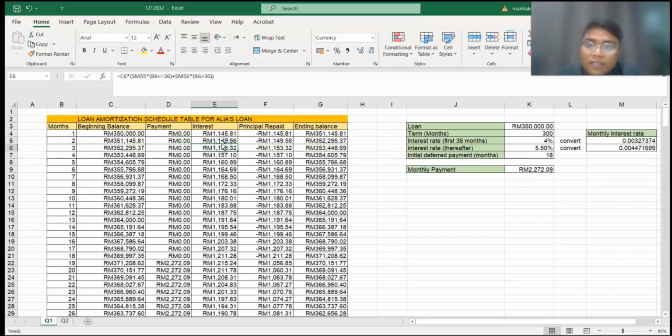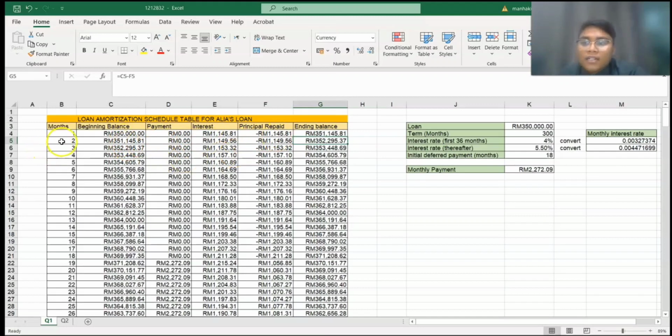So the interest rate is C5, same as before. C5 is the beginning balance. I need to multiply the beginning balance with the monthly interest rate if the month is less than or equal to 36, and plus M6 if the month is greater than 36. So the principal repaid is just payment minus interest. For the ending balance, same as before, beginning balance minus principal repaid.